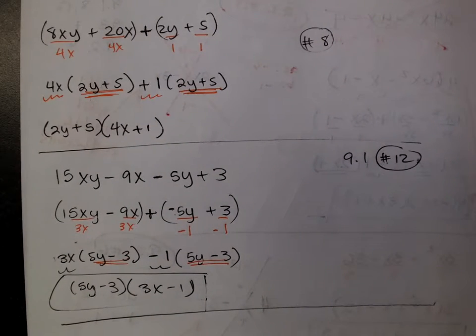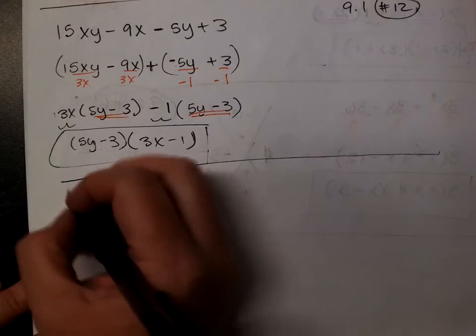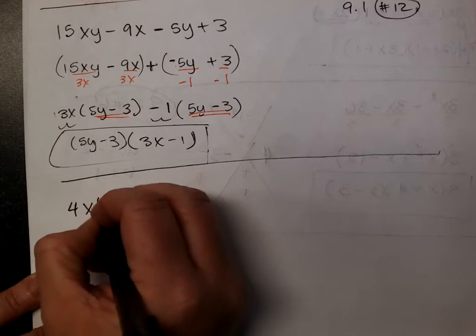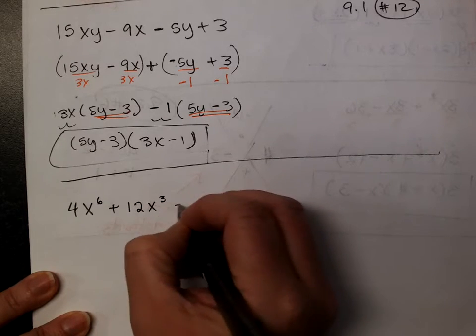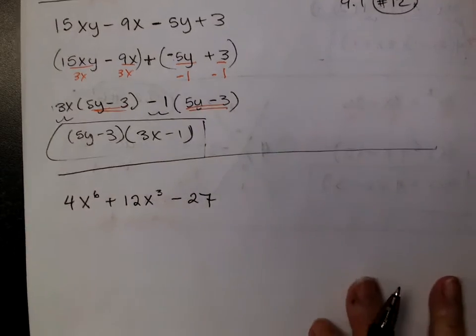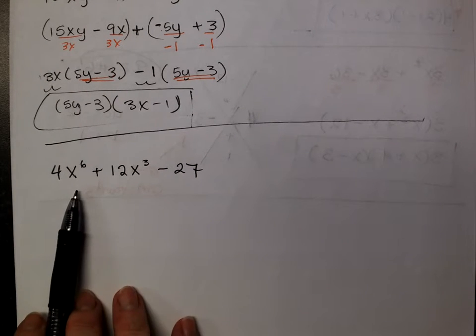So here's a substitution one. All right. So 4x to the 6th plus 12x cubed minus 27. Now you've got to test if this is quadratic in form, because you can see right away it's a trinomial.